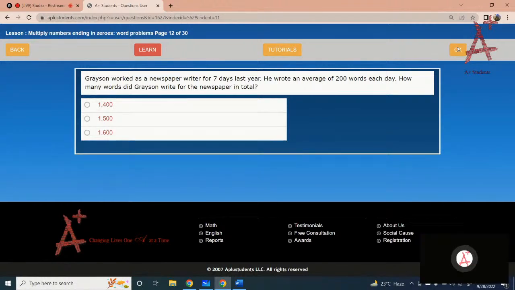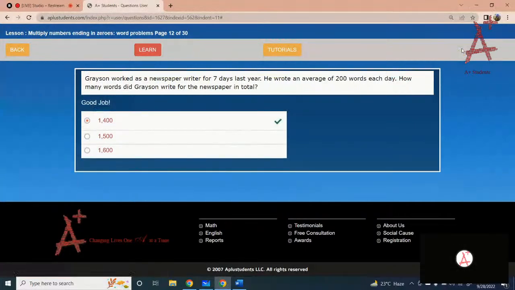Okay, the next one is Grayson worked as a newspaper writer for 7 days last year. He wrote an average of 200 words each day. How many words did Grayson write for the newspaper in total? So you have to do 200 times 7. Very good. So just multiply the digits. So 2 times 7 is 14, and collectively we have two zeros, so just add the two zeros. So it's 1400. 7 times 2 is 14, or just add the two zeros, so it makes 1400. Got it?